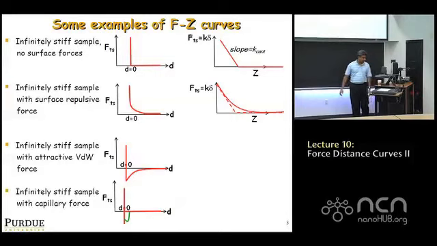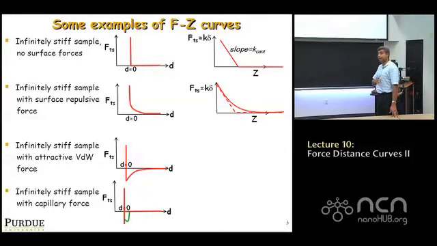The claim is it would look like this, okay? The idea is the dashed line here is basically a copy of the red line from the top. So what I've done here is superposed in the dashed line what should be the FZ curve if it were an infinitely stiff surface without any surface forces, okay?